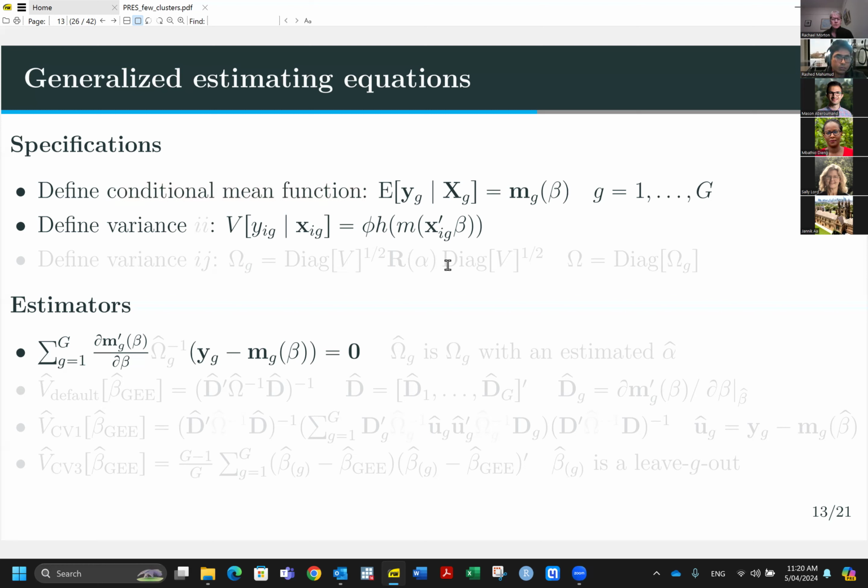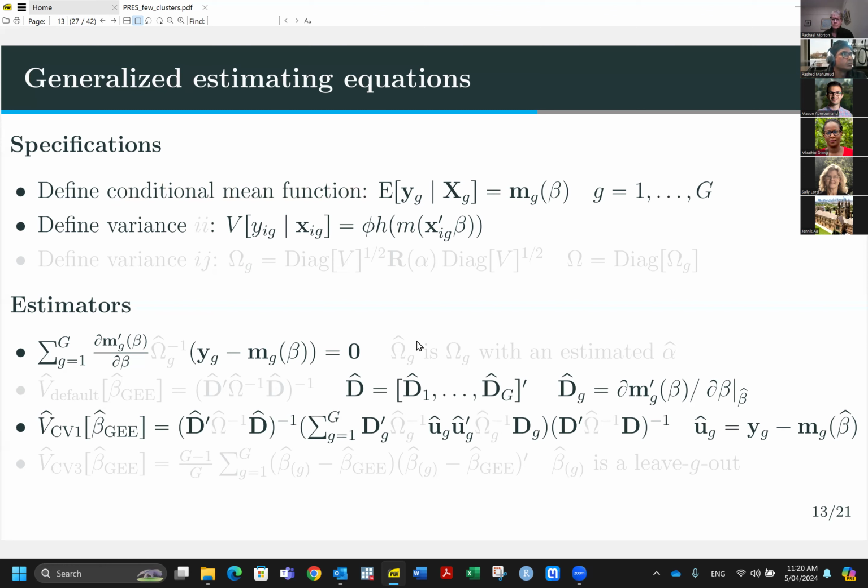So again, innovation number one of the GEE of Liang and Zeger of 1986 is that they introduced the so-called CV1, which is now known as CV1. It's a cluster robust variance estimator. They show in example number one in their paper that in a GLM, in this simplified setting, which is our benchmark too, you can actually consistently estimate the point estimate and standard errors.